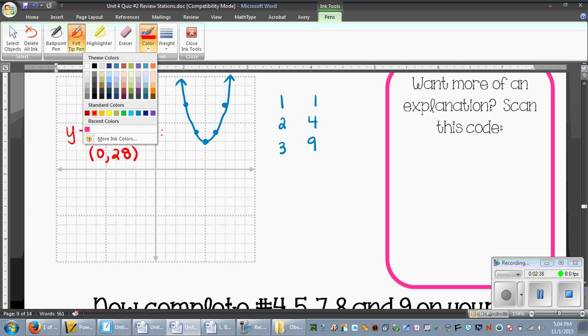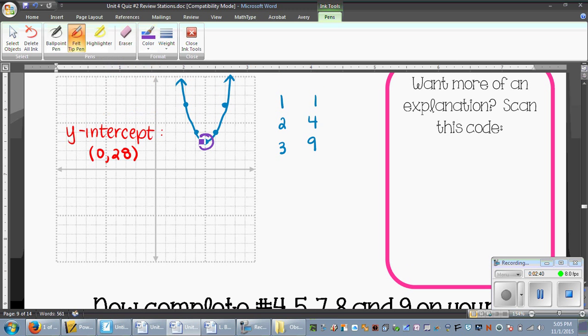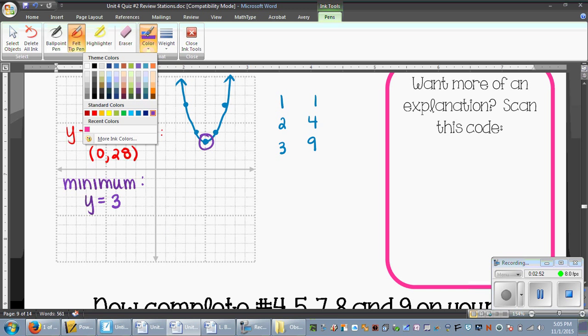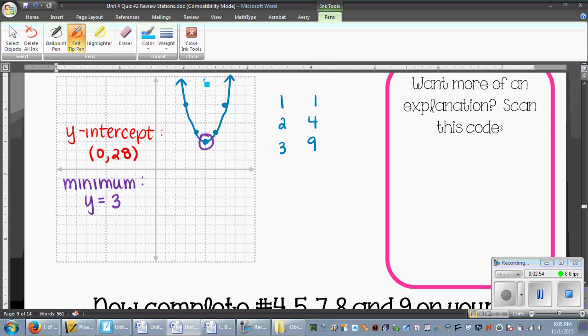I can also say that there is a minimum point on this graph because the vertex is at the bottom, and that the minimum value this graph is ever going to reach is 3. I can say the axis of symmetry is a vertical line. And vertical lines are always written with the equation x equals. It goes through the vertex, and the x-coordinate of the vertex is at 5.